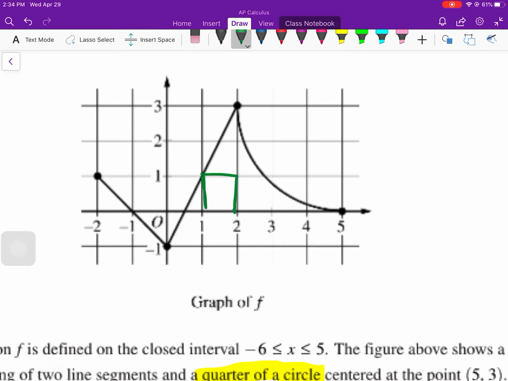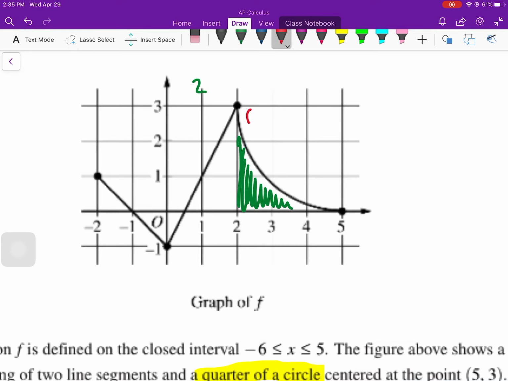So let's go ahead and break this down. This right here is a square of 1. This right here is a triangle, a 1 by 2 triangle. 1/2 base times height is 1 as well. So that's an area of 2. Then now we have to figure out what's going on. We want this area right here.